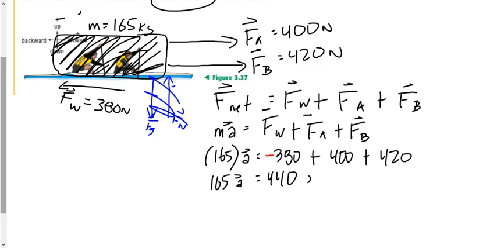How am I going to get rid of the 165? Divide it. Let's say 440 divided by 165 gives me 2.6667.